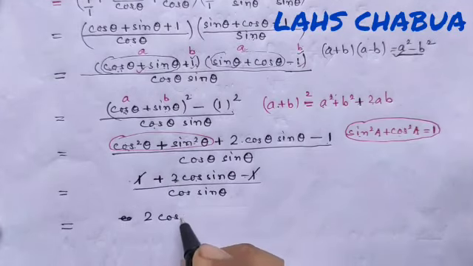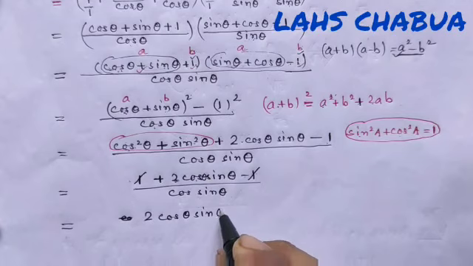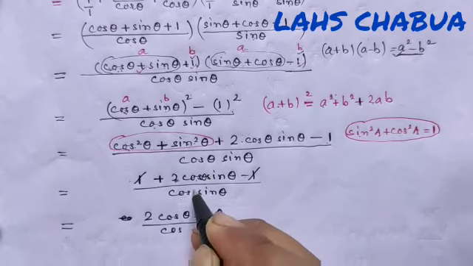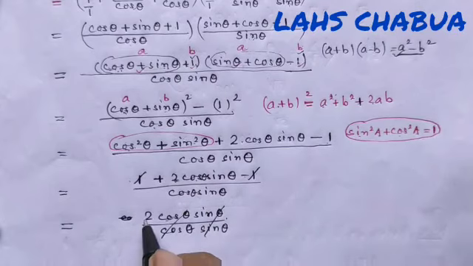We got at the numerator place 2 cos theta sin theta by cos theta into sin theta. See, the terms exist in product form. You can cancel cos with cos, sin with sin. So what is left? 2. See, we got the answer 2.